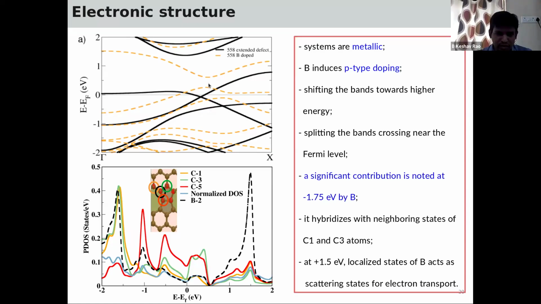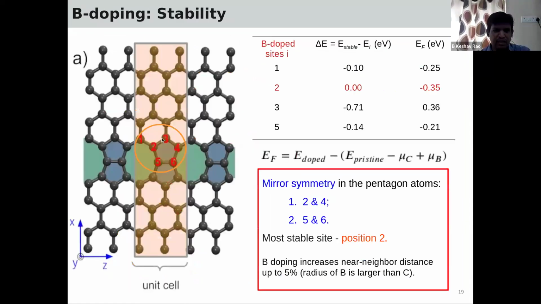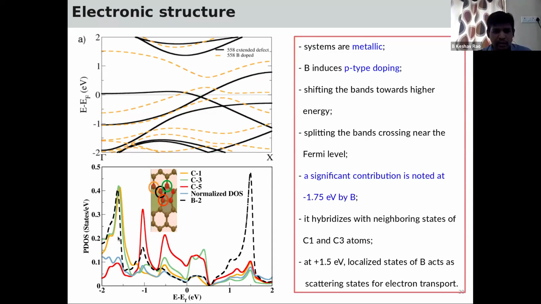So when we discuss the contribution made by boron, we can see boron has a hybridization with the C1 and C3 atoms. C1 and C3 are here, and B was kept here. The orbitals of the nearby atoms are overlapping here, you can see. So it supports the transmission.